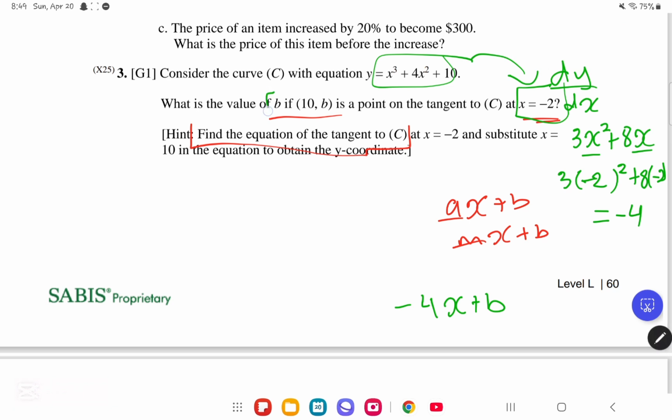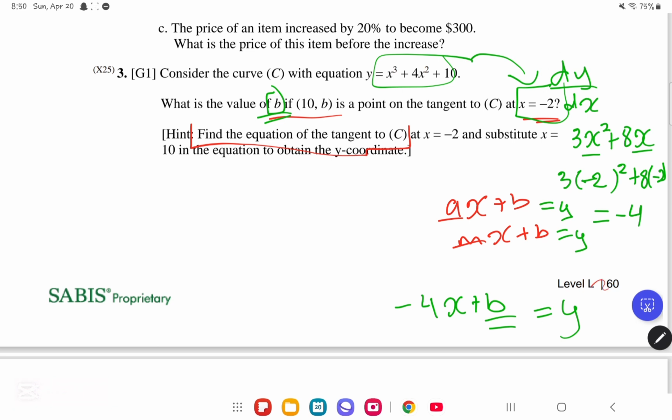But you have to pay attention. The b that they want is not the same as this b. The value of b that they want is the value of y. Because we know ax plus b is equal to y, mx plus b is equal to y. So minus 4x plus b is going to be equal to y.